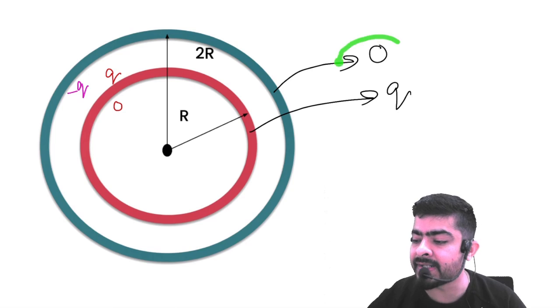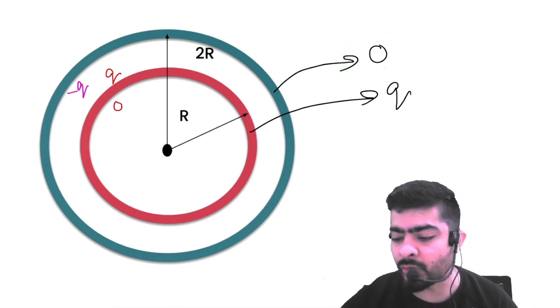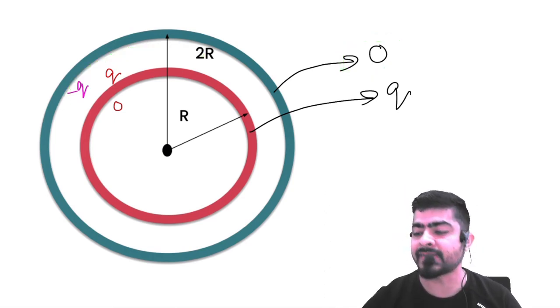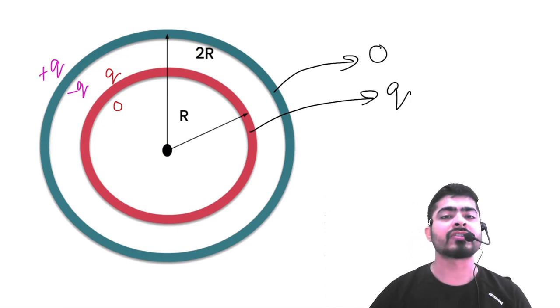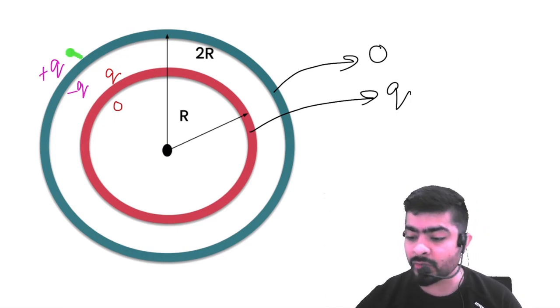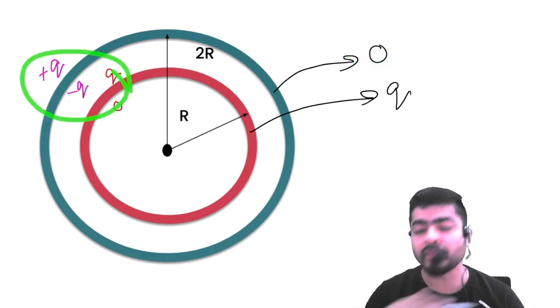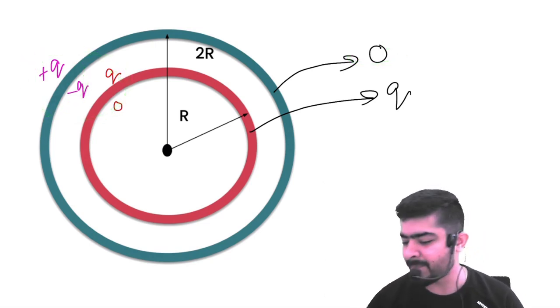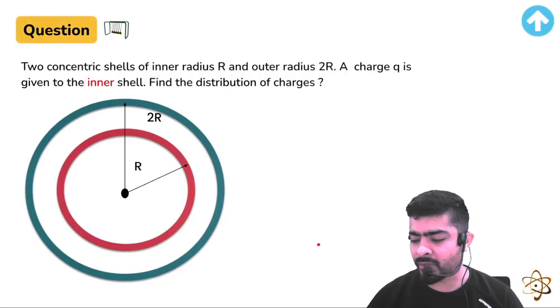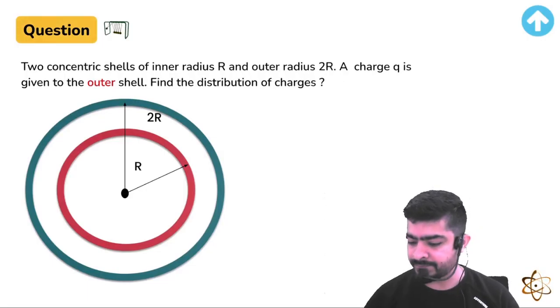And since the outer conductor has total charge 0, if the inner surface has minus Q, the outer surface should have plus Q charge, so that the sum of these two becomes 0. Is that clear? So this will become your charge distribution. Alright. Let's jump back to the question and modify this now.